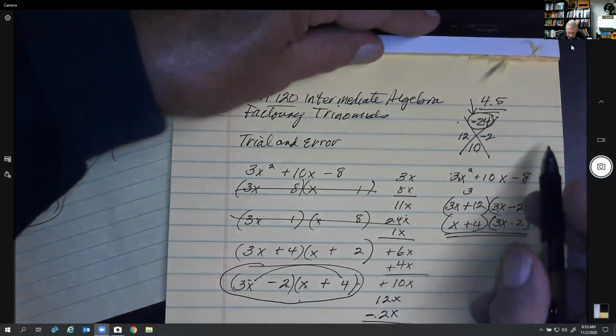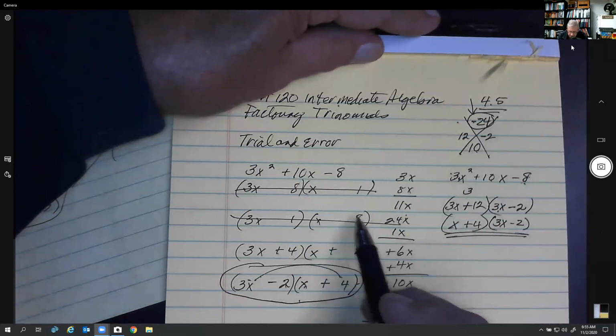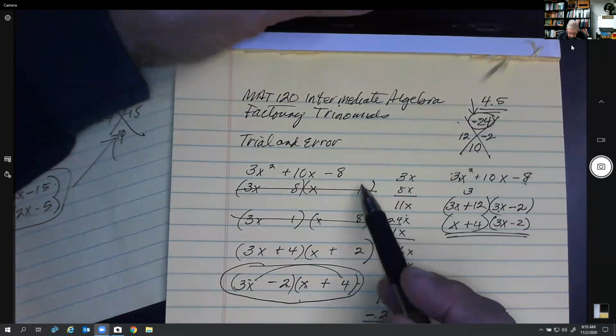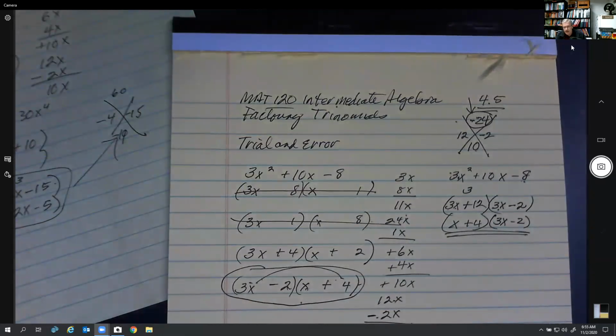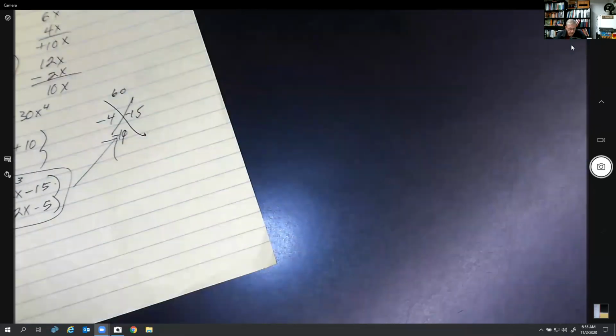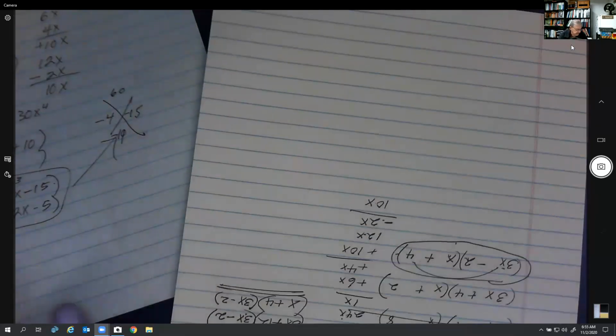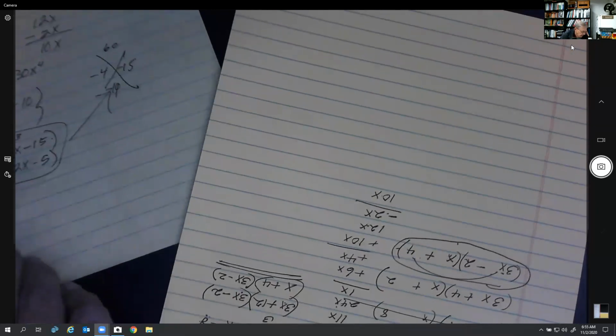So this is a technique where you don't have to think, well, you do have to think, but you don't have to try so many different combinations. It kind of cuts down a lot of the busy work. Okay, let me give you another one here. I'm going to grab this one from the book.